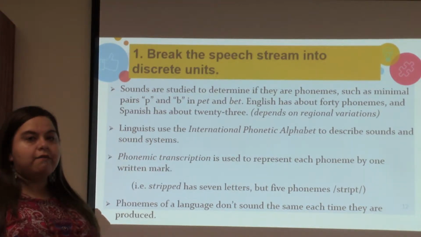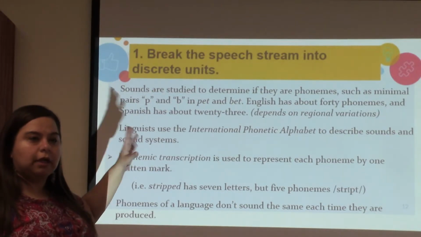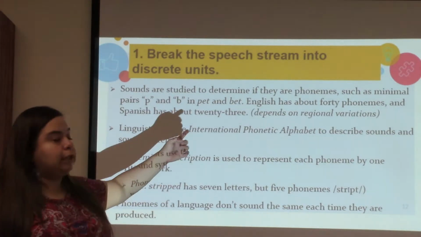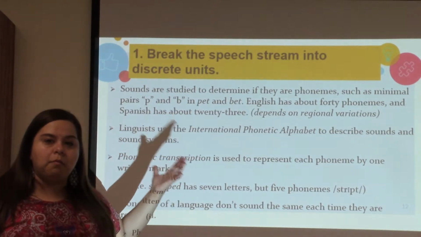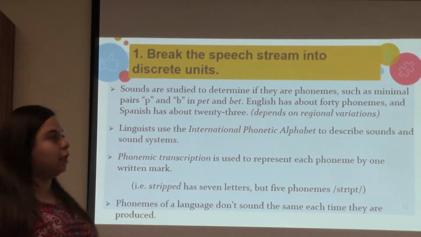We have about 40 phonemes in our English language, and Spanish has 23. So when we're considering English learners, think of the difference that they have to acquire. Also, it depends on the regional variation. Sometimes you'll have more or fewer phonemes, depending on the way that a speech community speaks in a particular region.